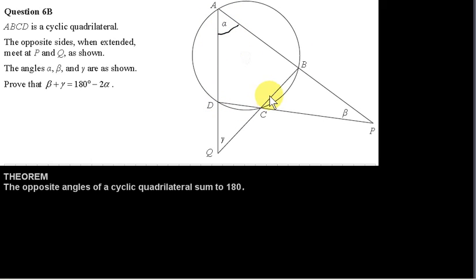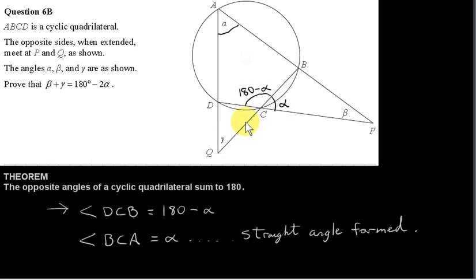So if this angle is alpha, then this angle is opposite alpha, and these two angles sum to 180 degrees. So this angle here must be 180 degrees minus alpha. Now we see that these two angles here must sum to 180 degrees, because if we put these two angles together, we get a straight angle or a straight line. So this angle in here must be alpha, because if we add alpha onto 180 minus alpha, we get 180 degrees.